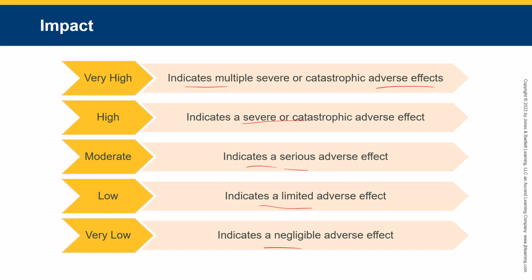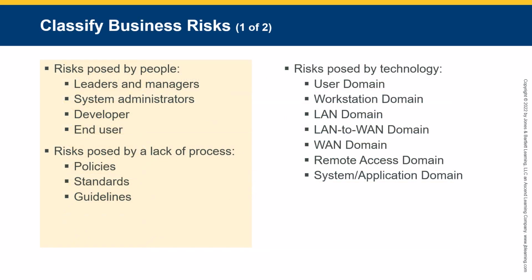All right, so let's look at classifying business risk. Risk posed by people, by process, by technology, again, it really just depends. Risk posed by people, that could be bad managers, users, developers, bad system admin. You could also have just bad processes, policies, standards, guidelines.